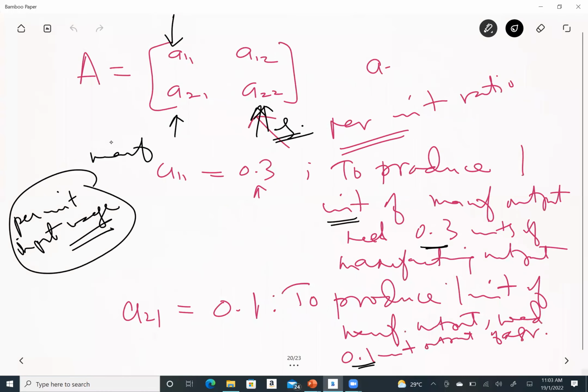So you go by the column, because it's the input requirement. Per unit usage: if I want to produce 1 unit of manufacturing, what are the ratios of the other industries? Then you go by the column. So I want you to try question 19.